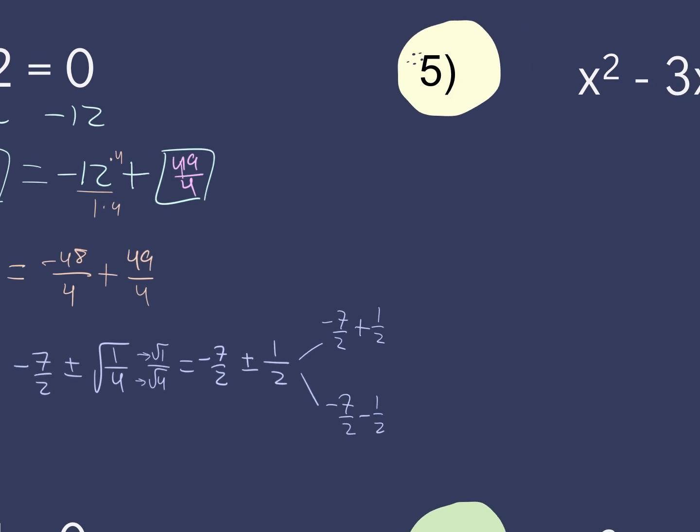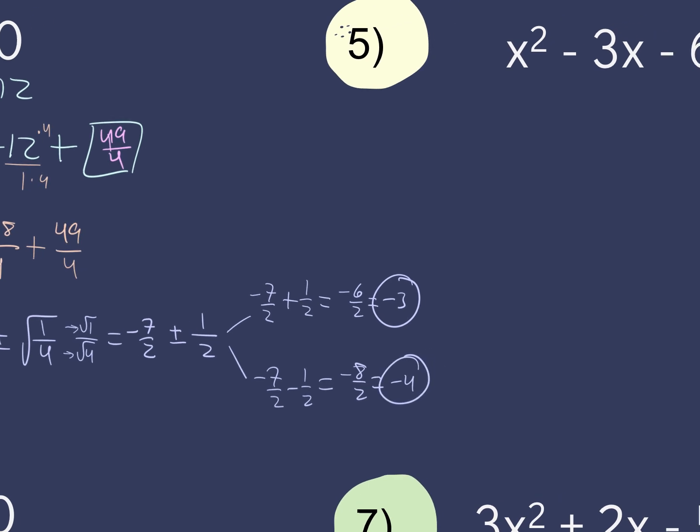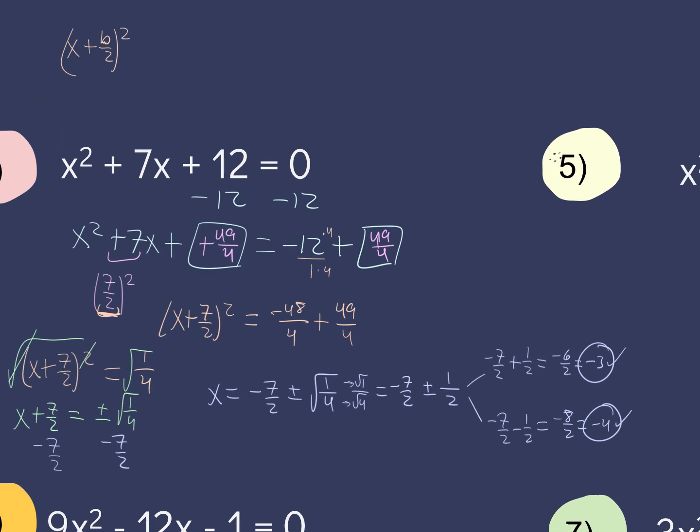Now, these have the same denominator, so you're able to combine them. Negative 7 plus 1 is going to get you negative 6 over 2, and that's going to get you negative 3. So that's one of your answers. And then we get negative 7 minus 1 is going to be negative 8 over 2, which is going to get you negative 4. So we get two of our answers. And if you remember, these are exactly the answers that we got from the very beginning just by factoring.